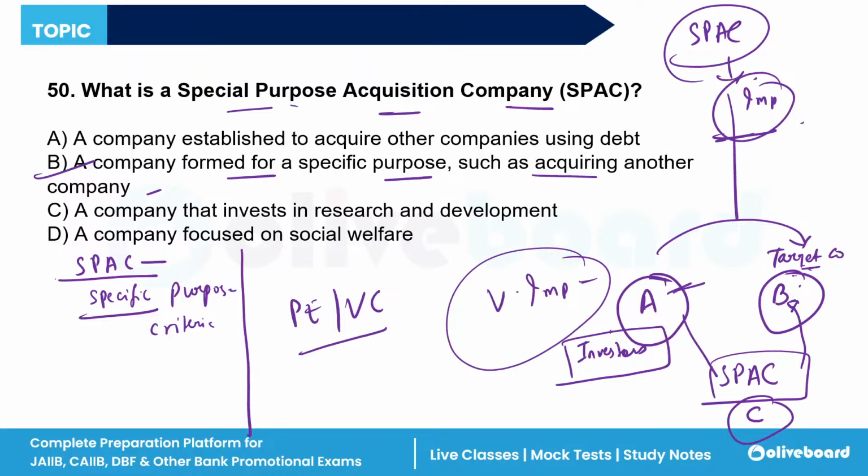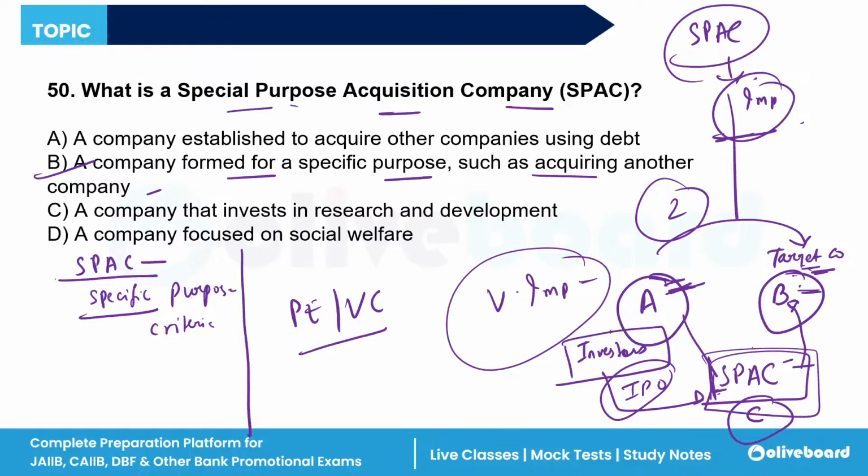If the proper acquisition has been done within 2 years, and B has been acquired by C, and C transfers all its shares and money to A, then this company will be dissolved. It was formed only to acquire the target company. Once its work is done, it is liquidated. If within 2 years the SPAC has not performed its work, they have to return the money which they have taken from the investors.